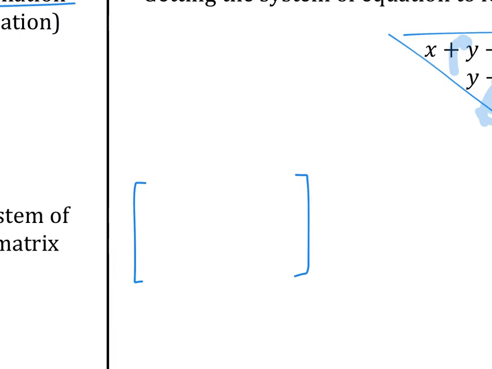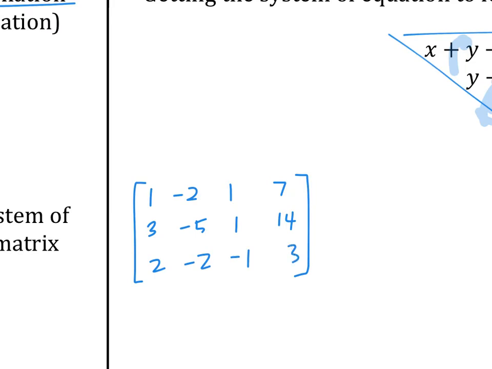So the first equation is x minus 2y plus z equals 7. So that is 1, minus 2, 1, 7. You're taking just the coefficients and then the constant and you write it across. The second equation is 3x minus 5y plus z equals 14. So that's 3, minus 5, 1, 14. And the last one is 2x minus 2y minus z equals 3. So 2, minus 2, minus 1, 3.